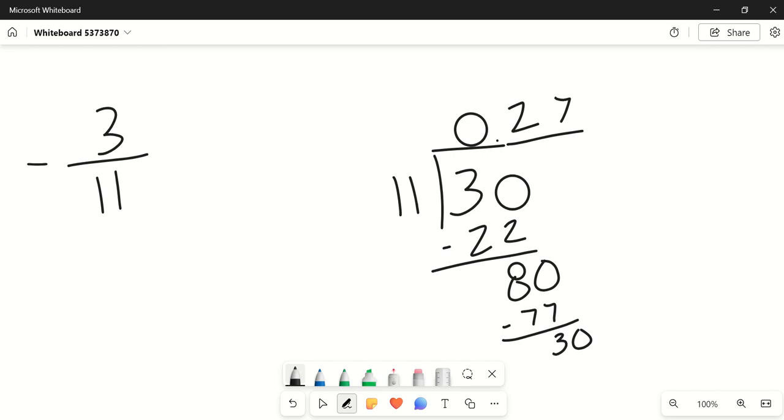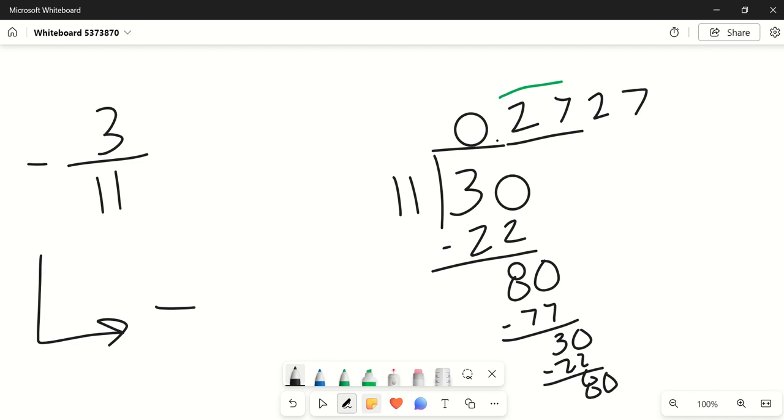11 will go into 30 twice. That will be 22. Subtract, I'll have 8 left over. Bring down a 0. That will go in 7 times, and so on and so on. So we see the repeat of 27, 27, 27.